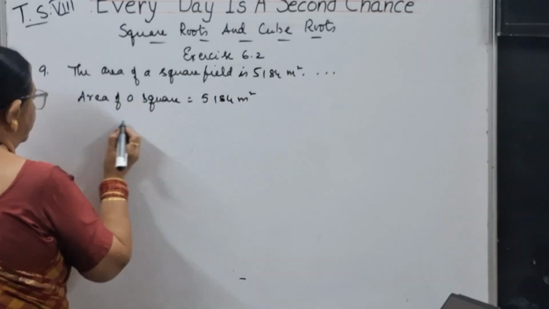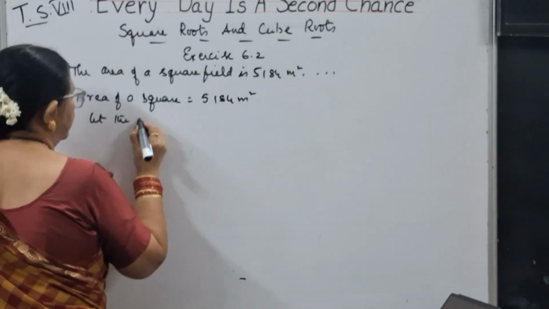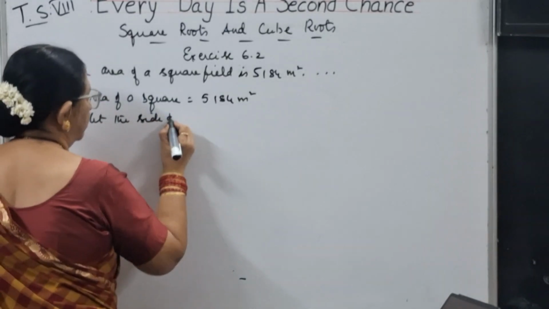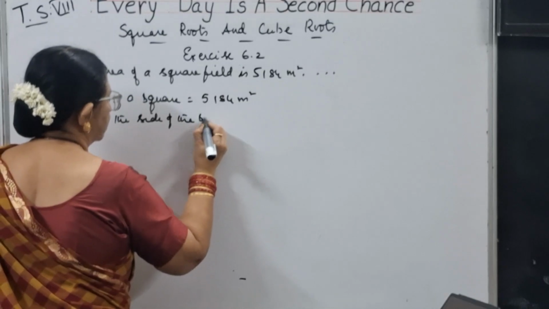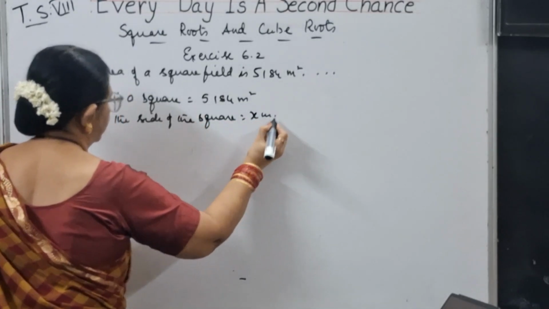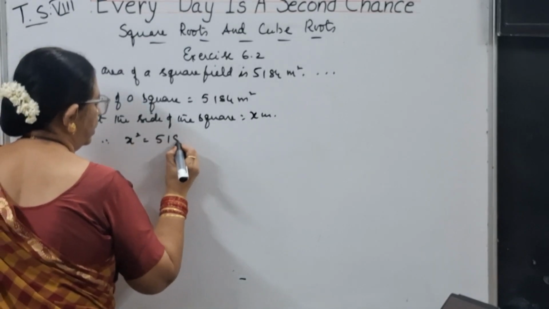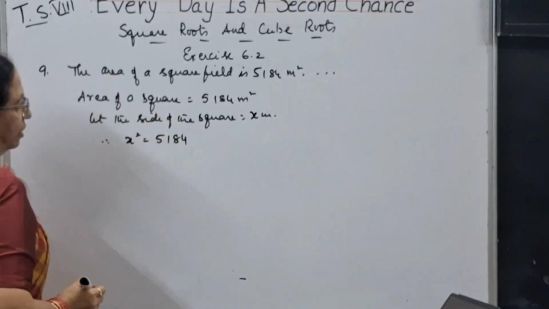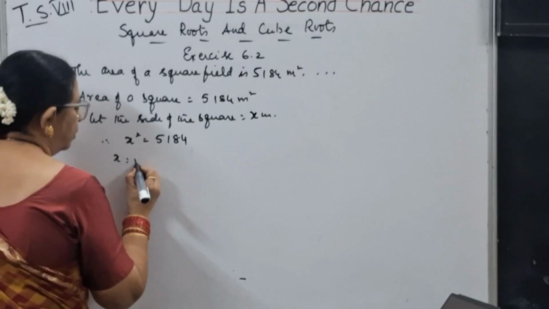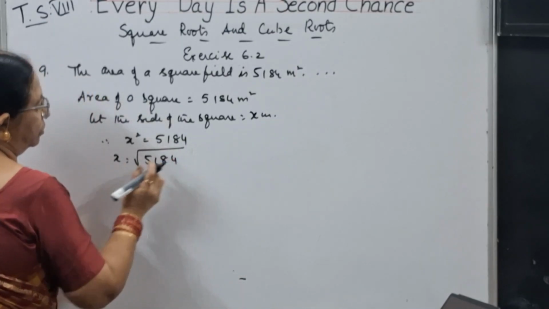So area of a square formula, let us suppose that the side of the square is equal to x meters. Then what you can say? x square is equal to 5184, side into side, x. So what is x? Root of 5184.